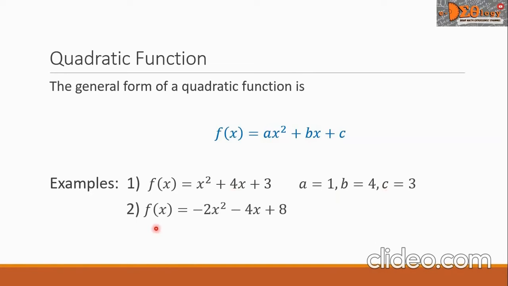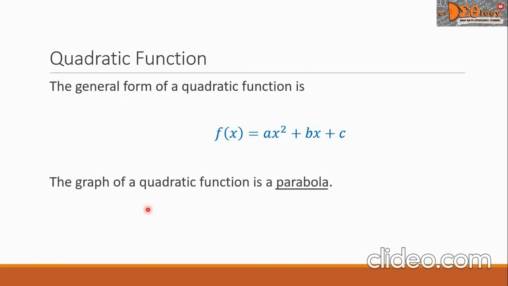Another example is f of x equals negative 2x squared minus 4x plus 8. Also, the a equals negative 2. The b is negative 4. And the c is positive 8.